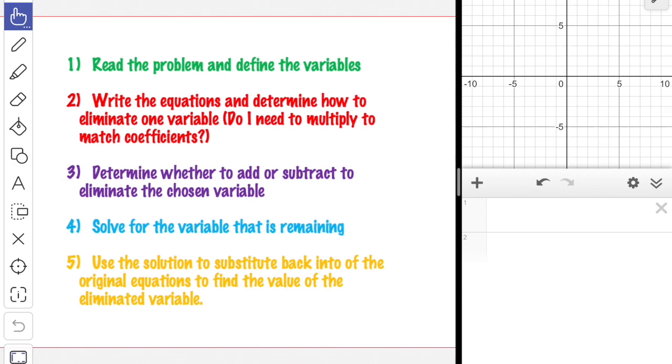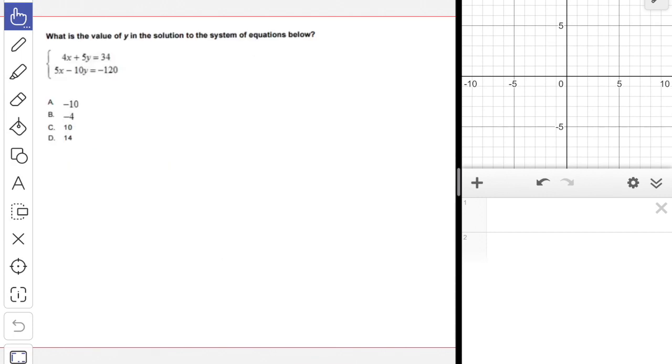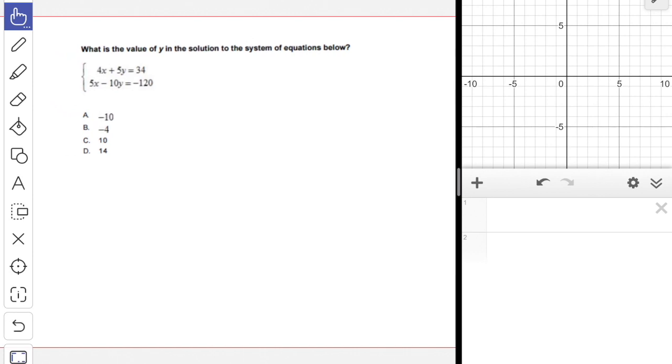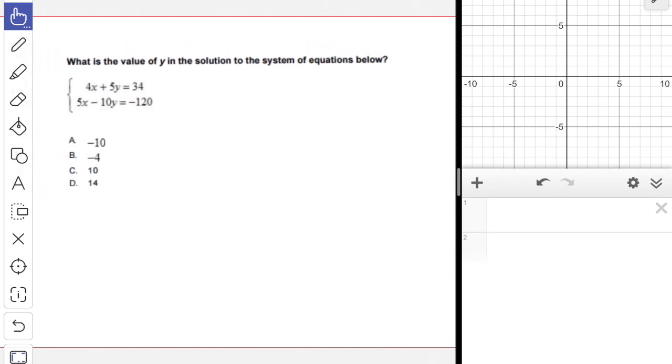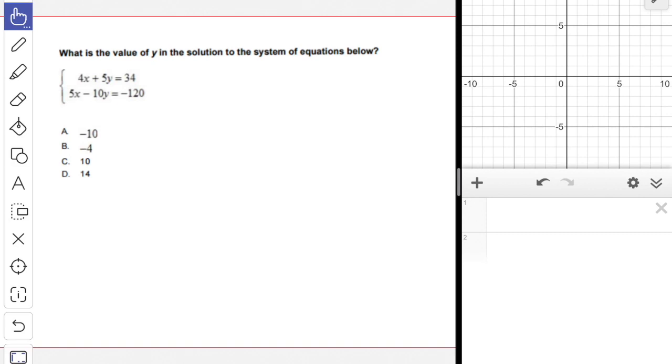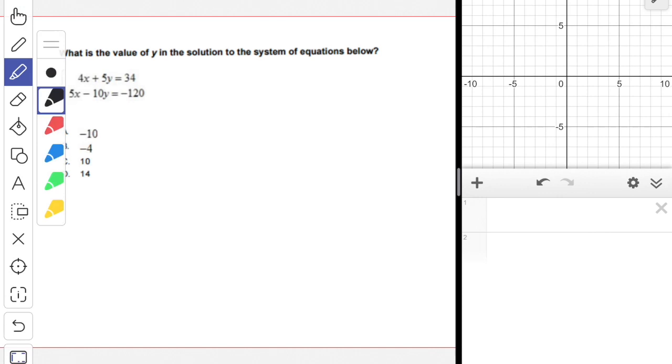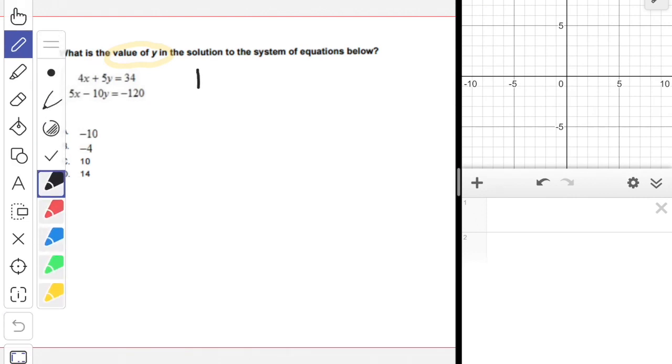So we're going to start that process, and we're just going to do a basic one first. So I have this system of equations. They're both in standard form, so we know elimination is going to be the best method here. And it asks us to solve for the value of y. Now, looking at this problem, if they want us to solve for y, then that means we need to eliminate x. That's just going to reduce the amount of work that I have to plug back in.